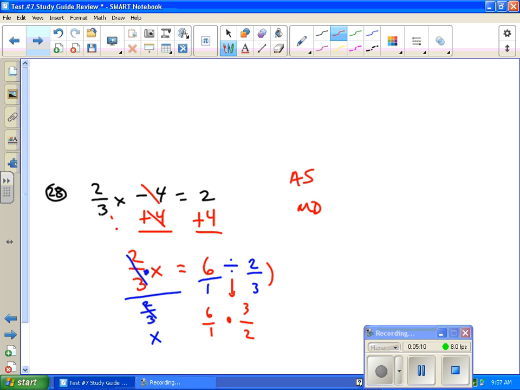At this step, you need to multiply straight across, but before you do that, you can actually do a little cross canceling. The number 2 goes into 6 and 2. It goes into 6 3 times, and it goes into 2 1 time. Then you multiply straight across. 3 times 3, x will be 9.